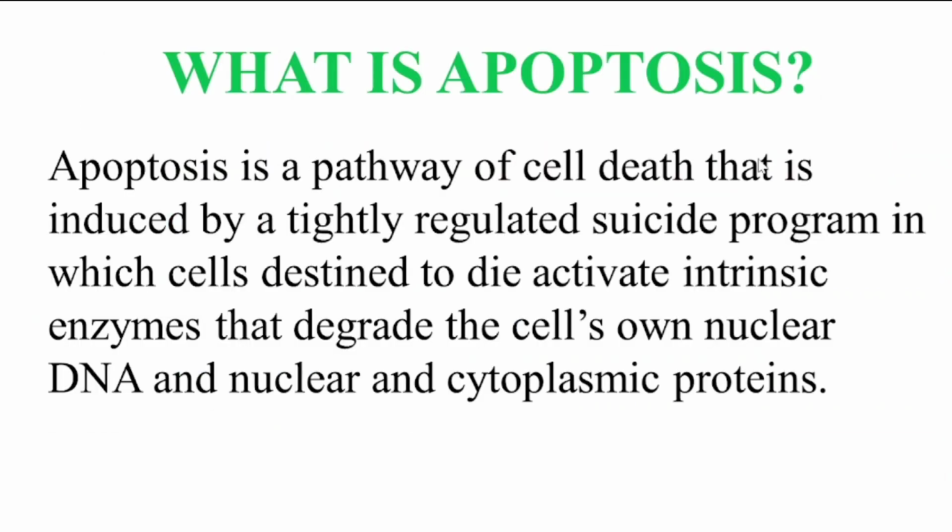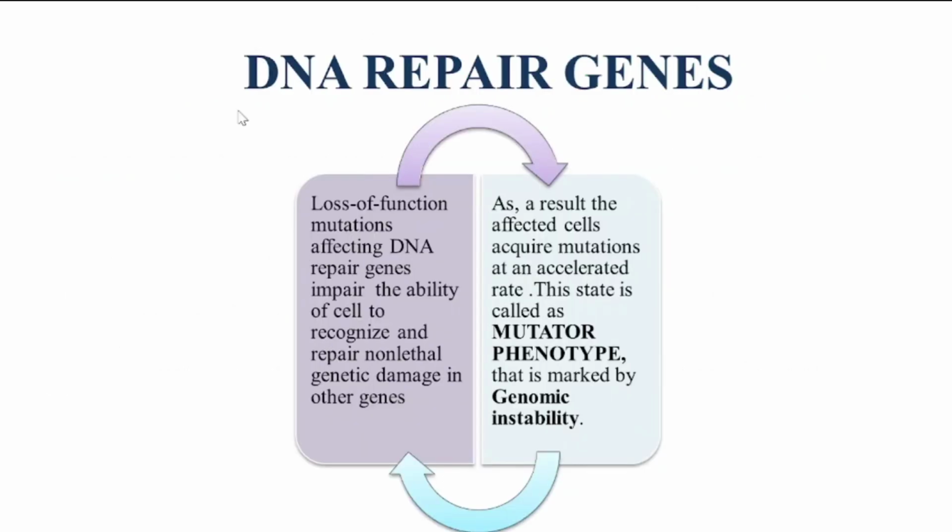Apoptosis is a pathway of cell death that is induced by a tightly regulated suicide program in which cells destined to die activate intrinsic enzymes that degrade the cell's own nuclear DNA and nuclear and cytoplasmic proteins. So what is happening inside the cells which are destined to die? Inside the cell, some intrinsic enzymes are activated, and these enzymes are destroying the cell's DNA and proteins.